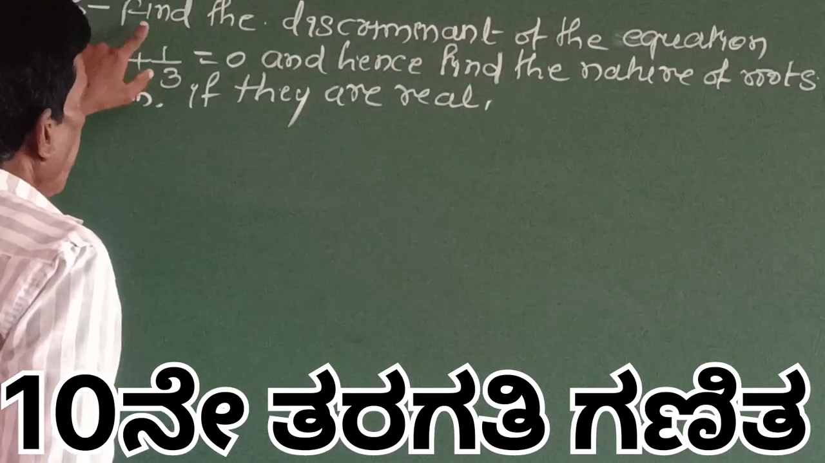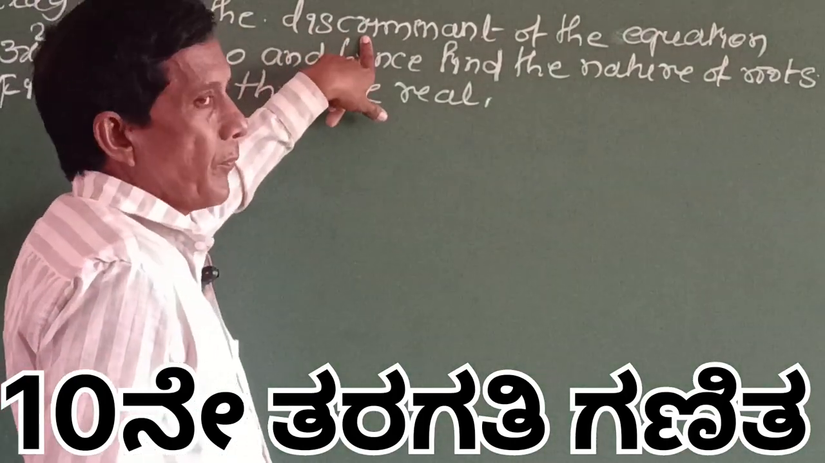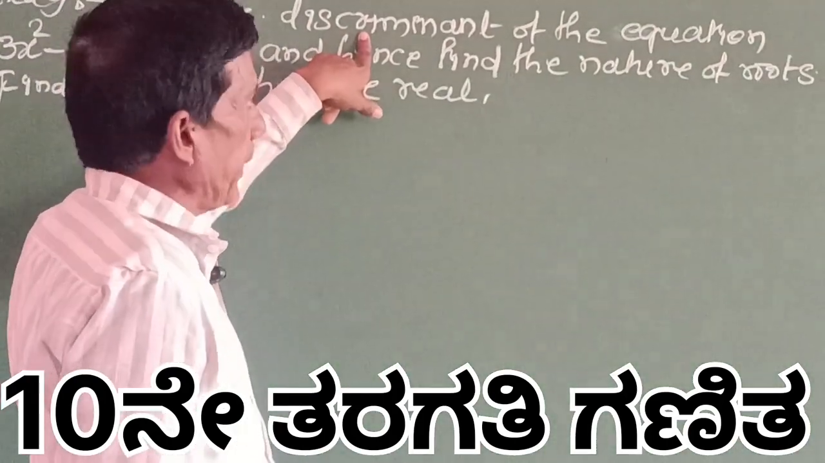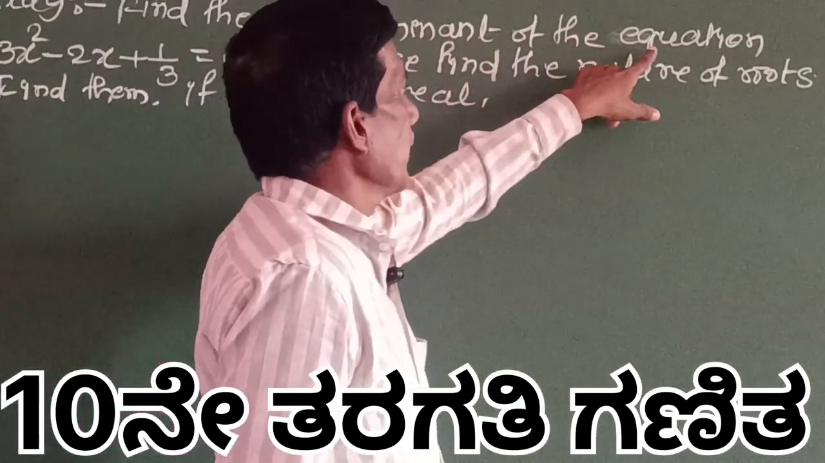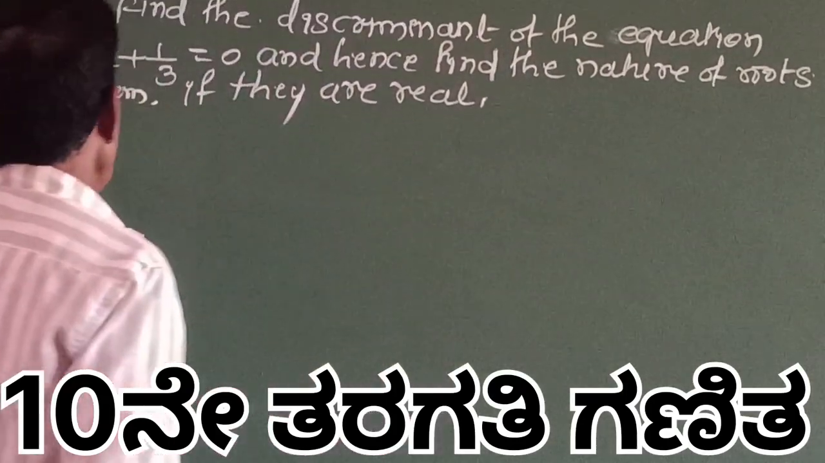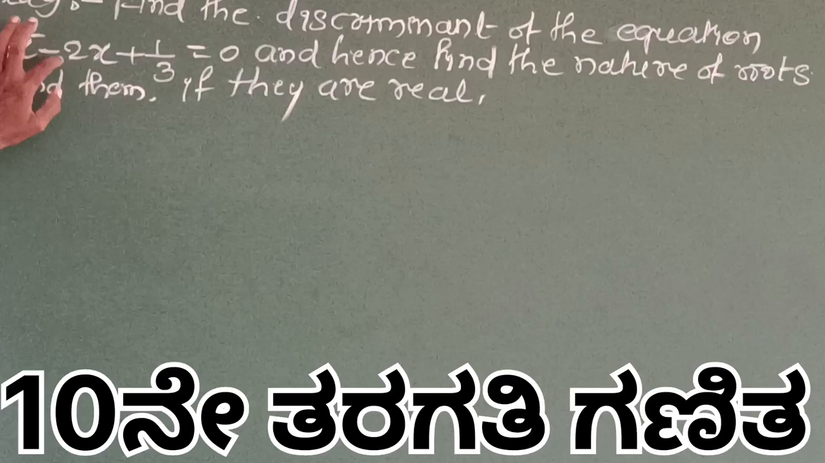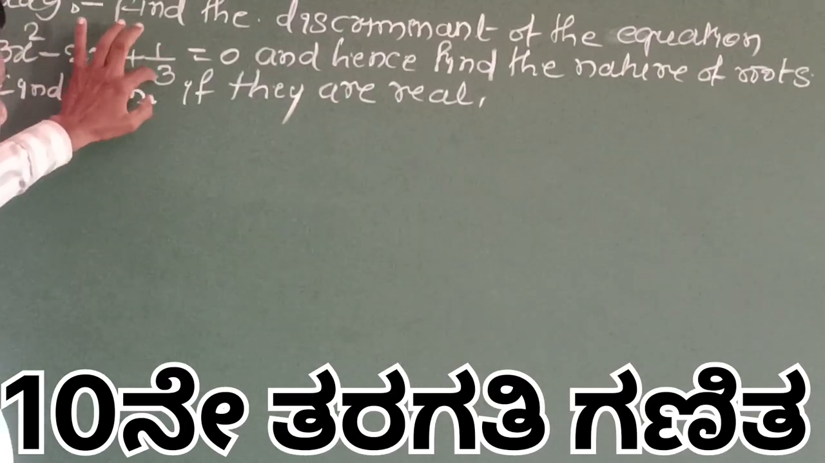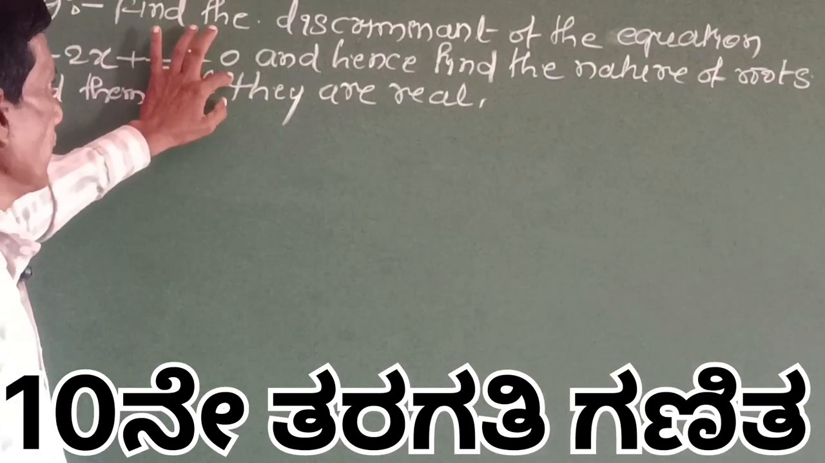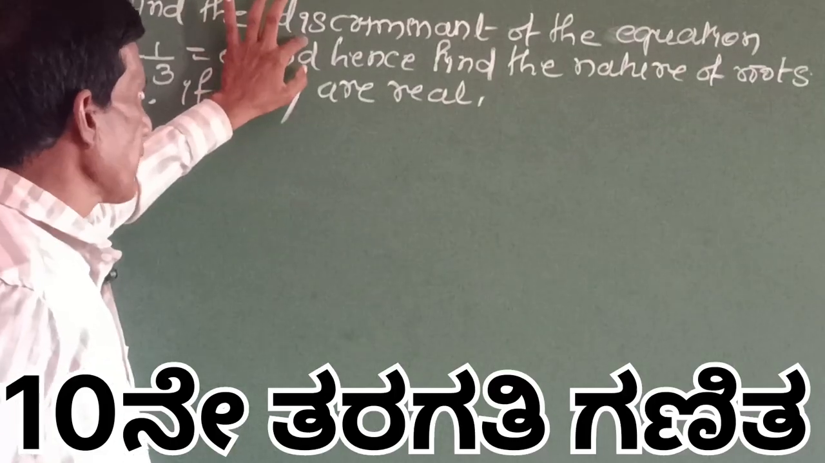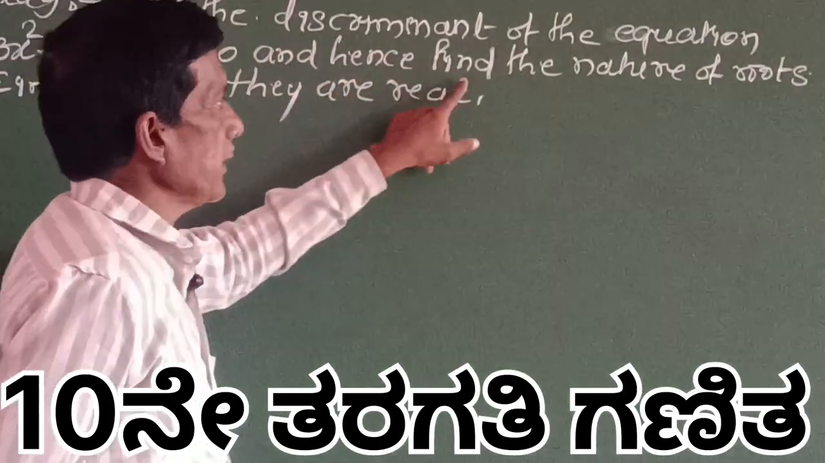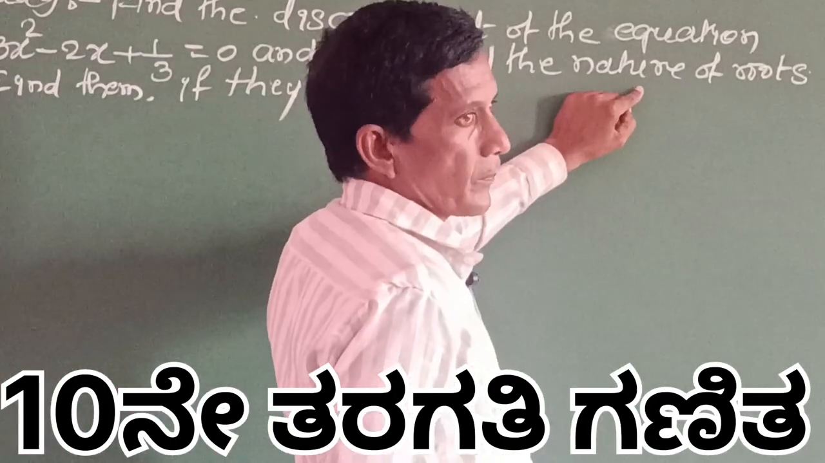Example number. Find the discriminant. First you find the discriminant of the equation 3x square minus 2x plus 1 by 3 equal to 0. That is the equation. First you find the discriminant and hence find the nature of roots.